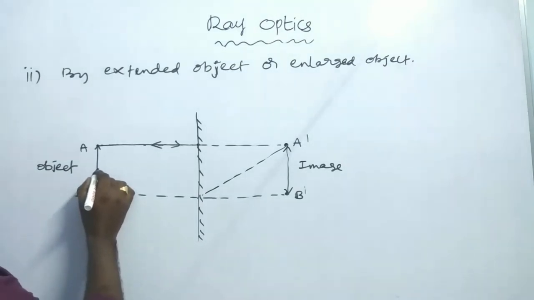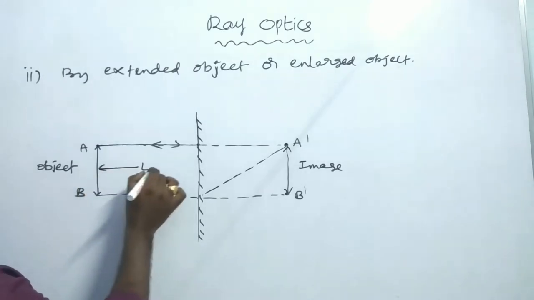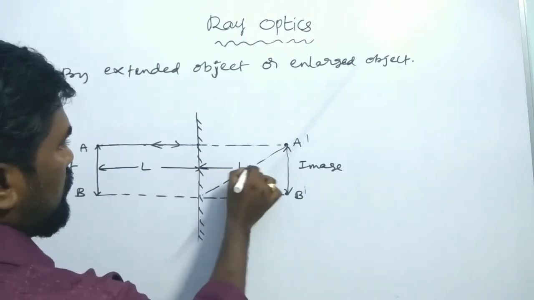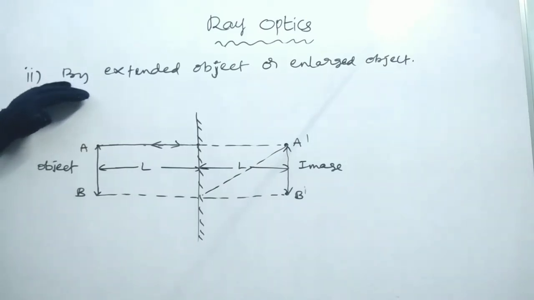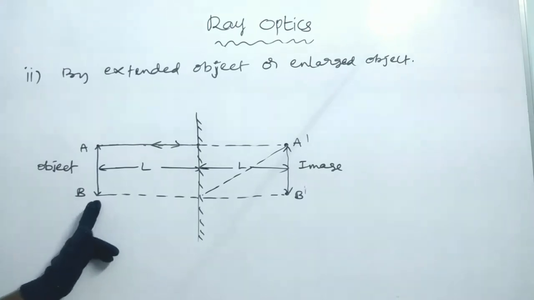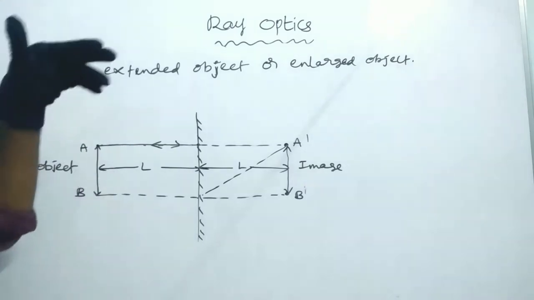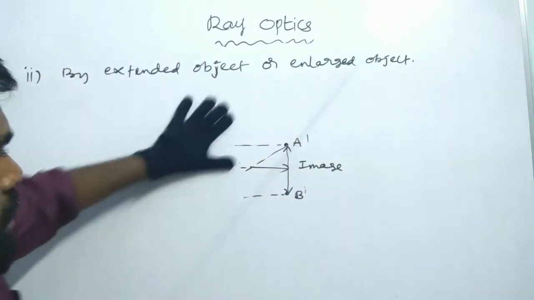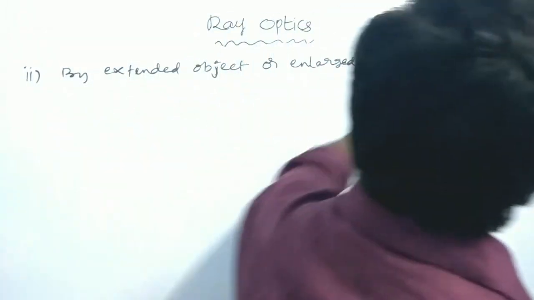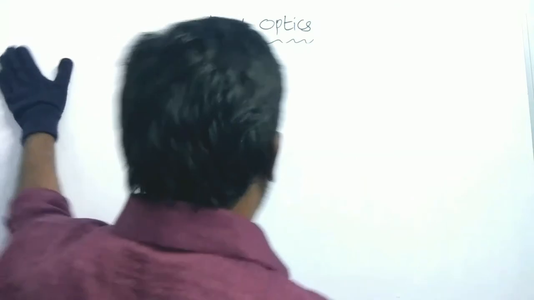Here the distance from the object to the image is the same, L and L. Okay. Right? This is the image formed on the mirrors by the extended object. First, suppose this is a mirror. Here there is a man in front of the mirror. The image of the man will be inside of the mirror, that is A dash B dash. Okay. Right.